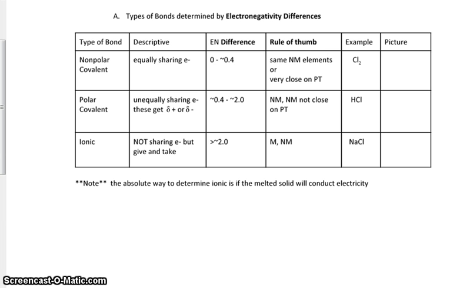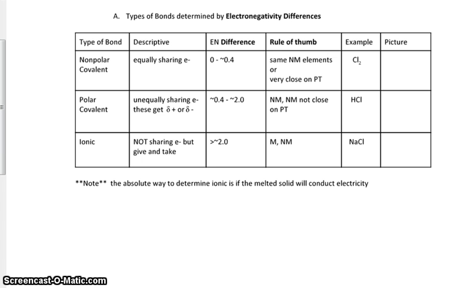Polar covalent has a nice wide range. It's unequally sharing electrons. These are getting those deltas, those partials there. If you subtract the two numbers, you're getting about 0.4 to about 2.0. Again, there's some gray areas. What's happening here? Nonmetals, but not close to each other on the periodic table. And for example, HCl. If you look in your chart, H is 2.1, chlorine is 3.0. You subtract the two, you get 0.9. It's in that range. And there's your picture.